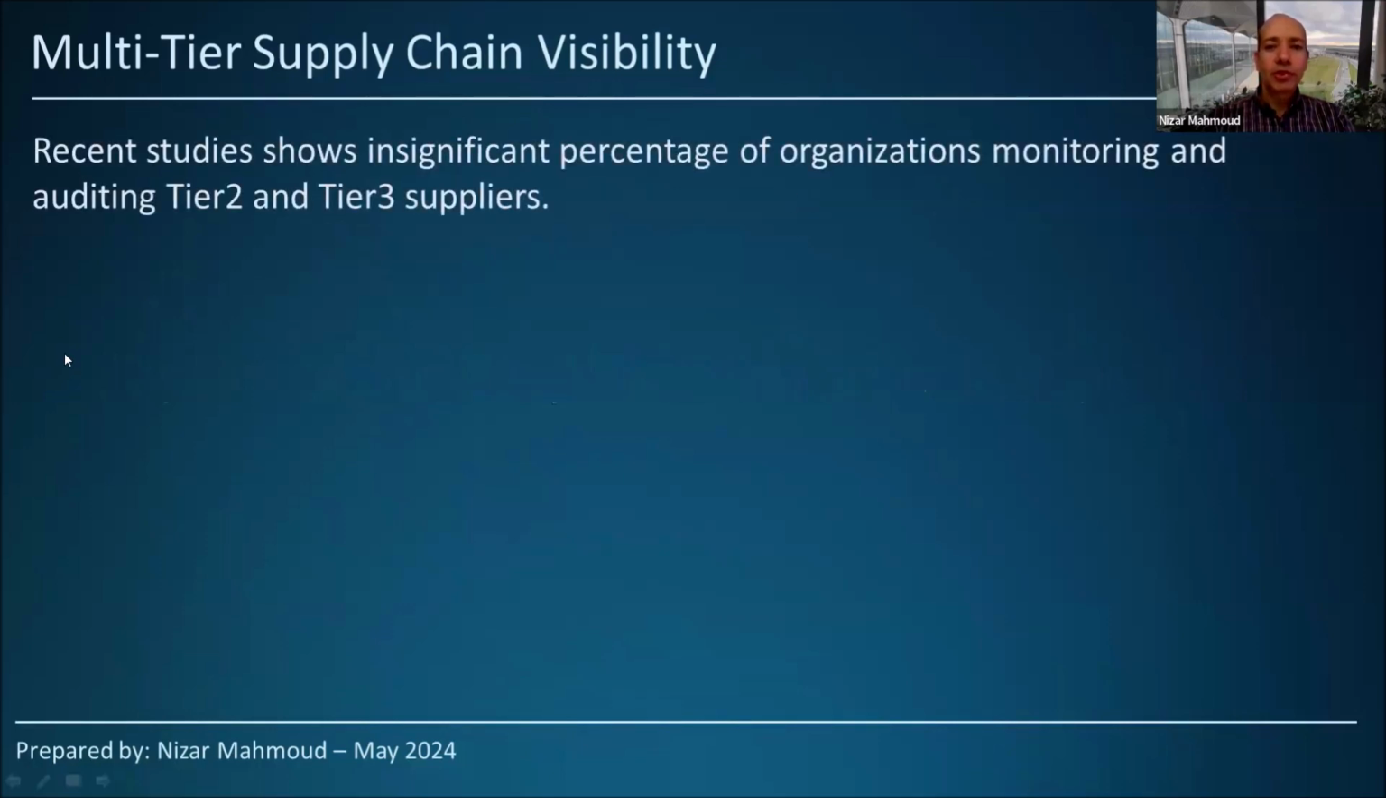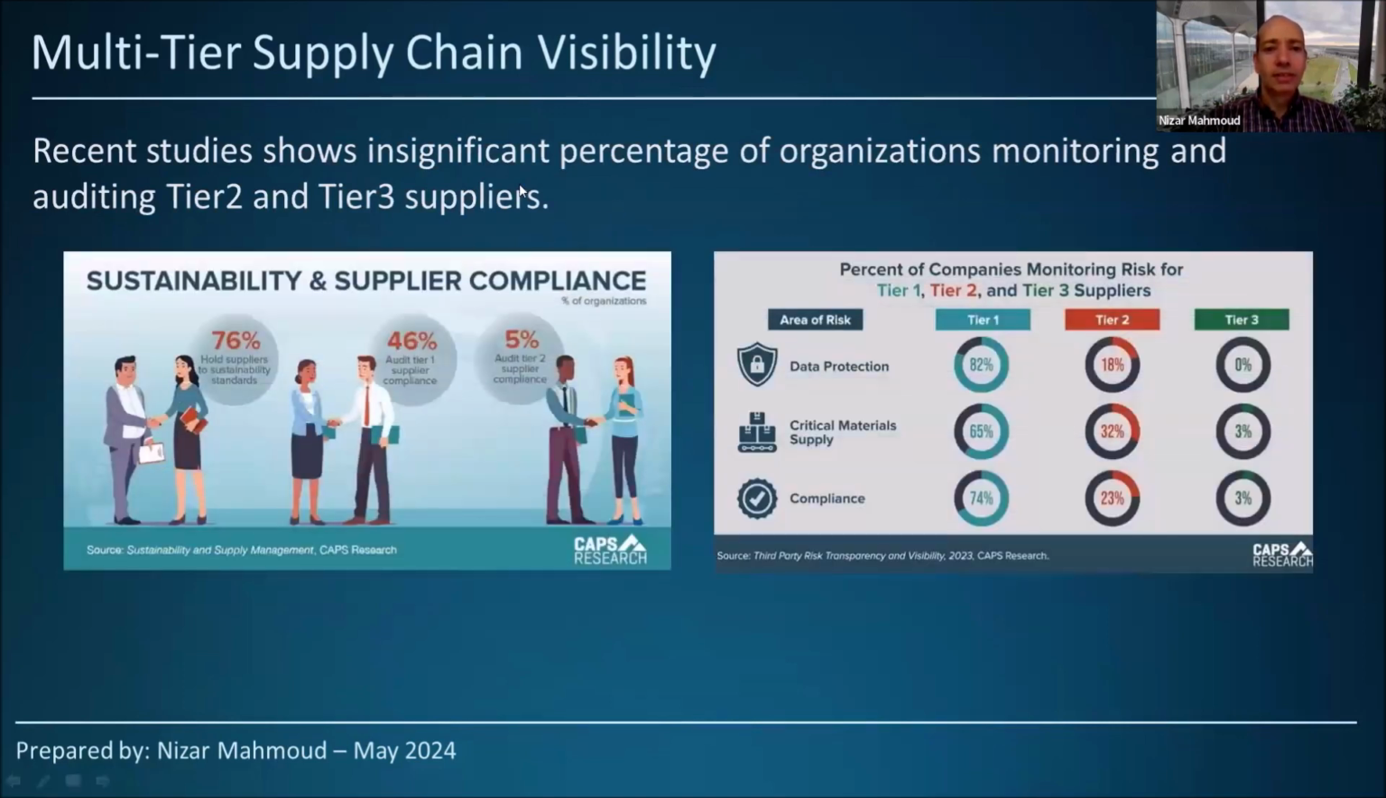So recent studies show that a very insignificant percentage is actually monitoring or auditing tier 2 and tier 3 suppliers. In our poll, it was 5%, and it's actually 5% of the companies that are auditing tier 2 suppliers and monitoring the suppliers in terms of data protection, critical material supply, and compliance. Let's focus on the compliance. It's the same. It's 3%. So tier 1, 74%, and so on.